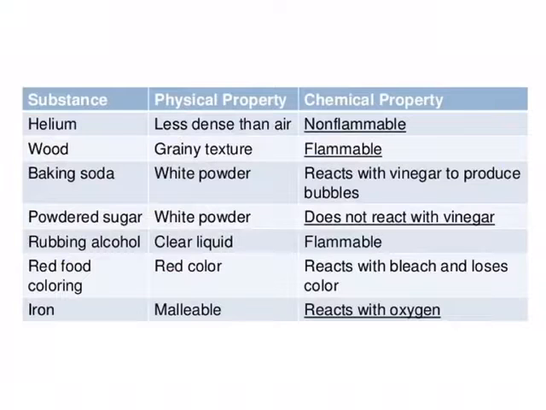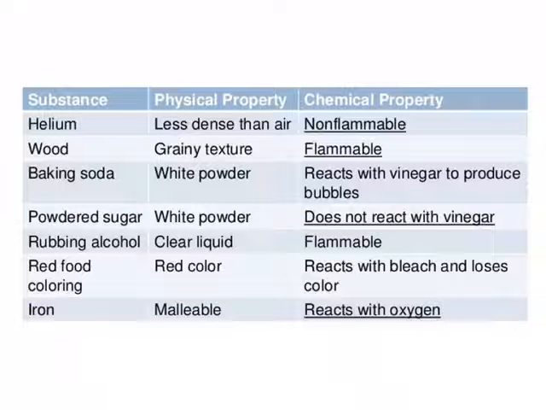Just so you can see the difference, here's an example of some common substances. Some are compounds, some are elements, and their physical properties here, like their density, how they look, their color, their shape, their boiling point, and then their chemical properties over here. So how reactive are they? Are they flammable? What do they react with?